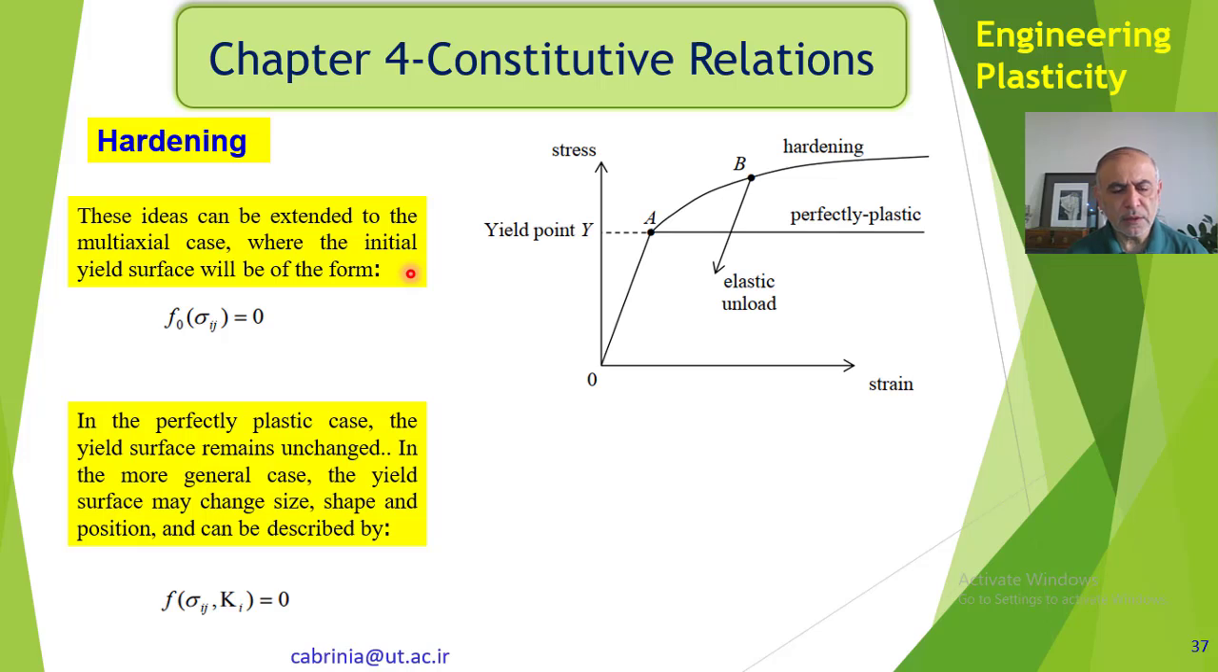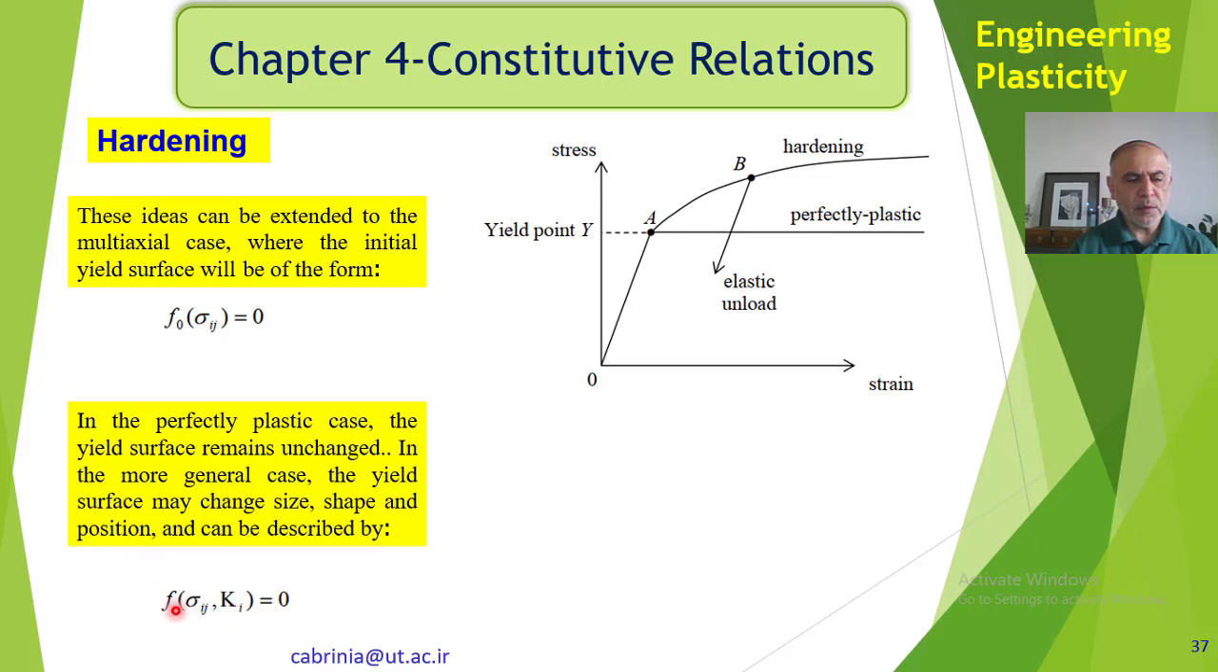As I mentioned, in the perfectly plastic case, the yield surface remains unchanged. Yeah, and in the more general case, the yield surface may change size, shape, and position. Okay, for instance, in the Mises yield criteria, we had this circular locus, and we had the cylindrical yield surface. Now it says that if hardening happens, obviously the cylinder changes. The cylinder may change in size only, may change in size and position, and even its shape may change.